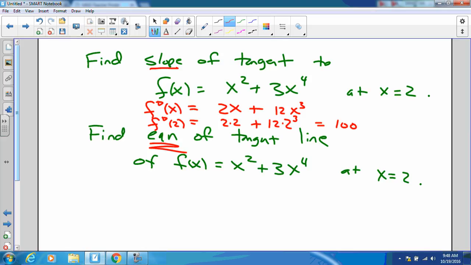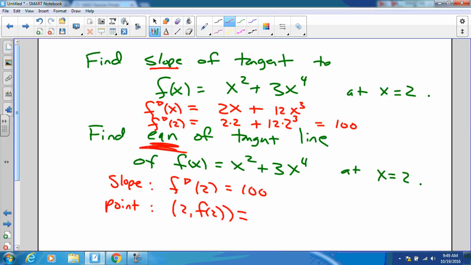So when the question asks construct the line tangent to the graph of, that's asking for the equation. Now, this right here is my slope. When I need an equation, I need both a slope and a point. So I'm going to start my equation by writing down the two pieces of information that I need: the slope, which is spelled f prime of 2, and the point, which is spelled 2 comma f of 2.